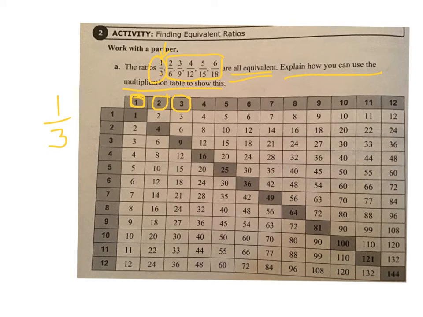And just in your own words, except I'd like you to use the words numerator and denominator. So maybe discuss with me what you're doing to the numerator and denominator to show that these fractions are all equivalent. Okay? And then we're going to use the multiplication table to find 10 more ratios that are equivalent to each of the following ratios.